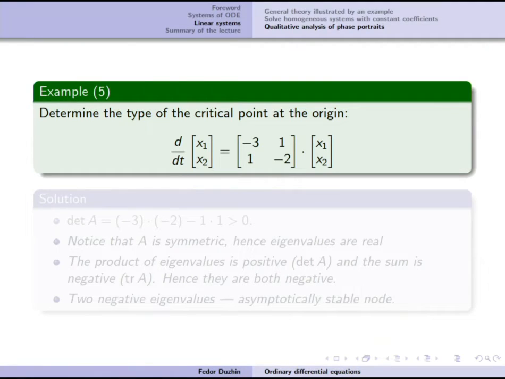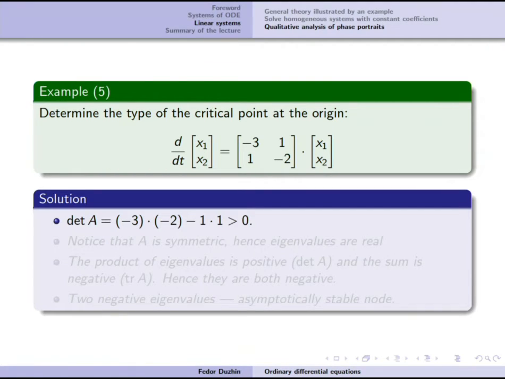So let's do the same thing. The determinant of the matrix is now positive. The determinant is the product of the eigenvalues, and it is positive. So it means that either both are positive or both negative, or maybe they're complex. But at the same time, notice that the matrix is symmetric. And again, from linear algebra, we know that eigenvalues of a symmetric matrix are always real. Right? So they are real.